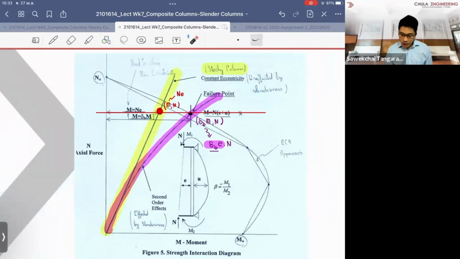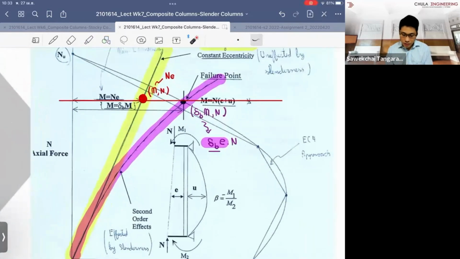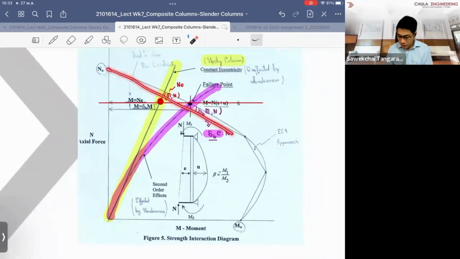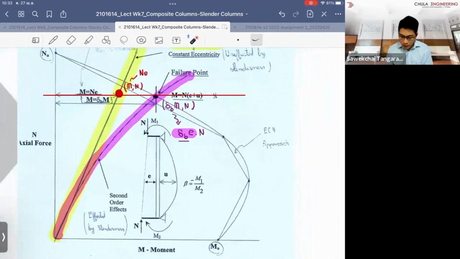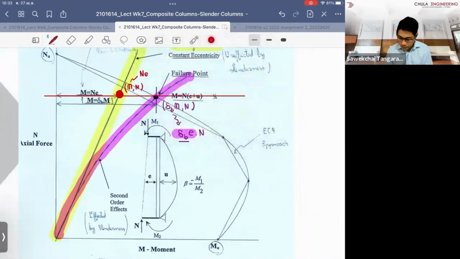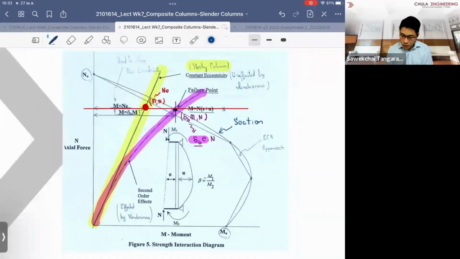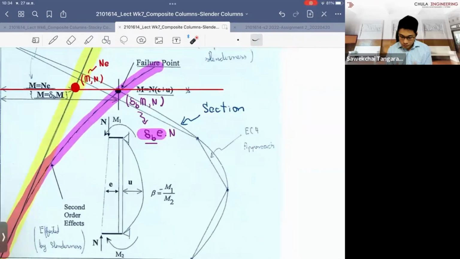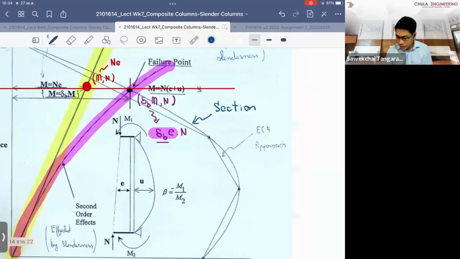So in order to check in the real design, it's quite straightforward. You just get the failure line first, and this one we obtain by assuming that this is the section capacity. If you have the stocky columns, you can just simply check them, right? Having the point of M and N, of course, you know if it sits inside the section capacity, it is safe. If it sits above, it is not safe.